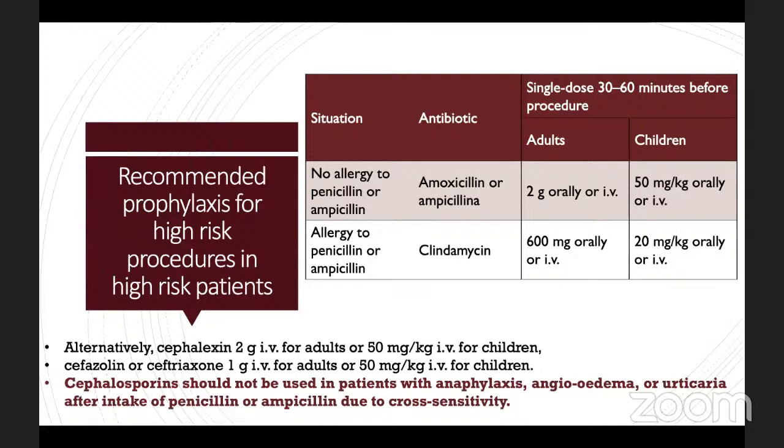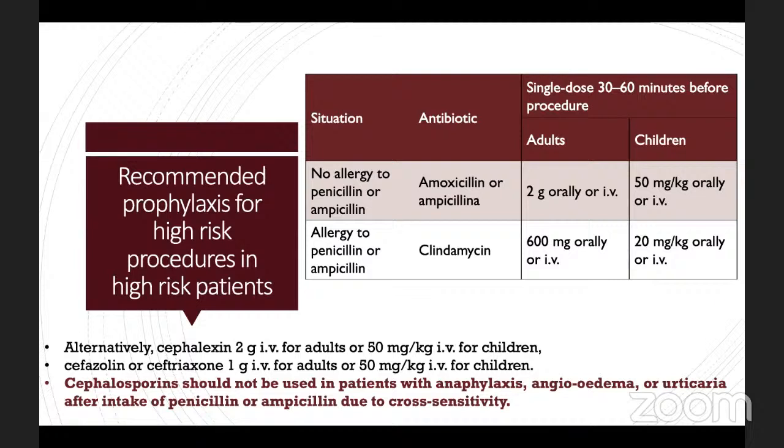Prophylaxis is recommended for high-risk procedures in high-risk patients. What antibiotic is usually used in a situation with no allergy to penicillin or ampicillin? You have to use ampicillin or amoxicillin 2 gram orally or IV, and for children 50 milligram per kg orally or IV. If the patient has an allergy to penicillin or ampicillin, use clindamycin 600 milligram orally or IV, for children 20 milligram per kg orally or IV.